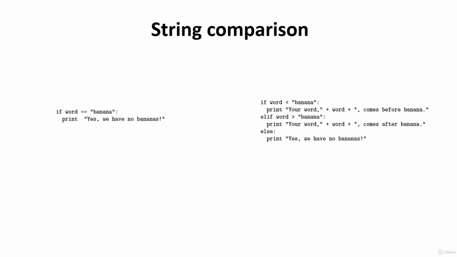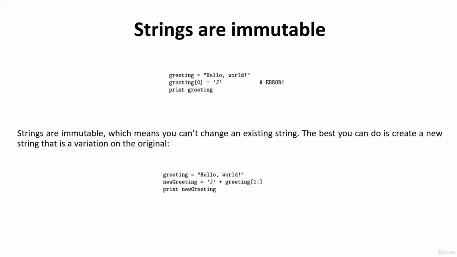And now we will discuss that strings are immutable. It is tempting to use the bracket operator on the left side of an assignment with the intention of changing a character in a string. For example, greeting equals Hello, world. Instead of producing the output Jello, world, this could produce the runtime error: TypeError: object doesn't support item assignment.